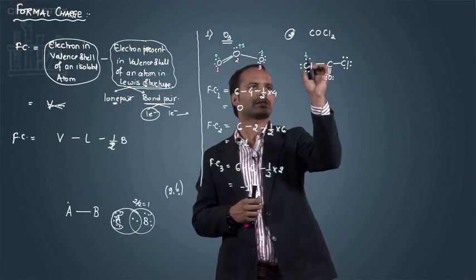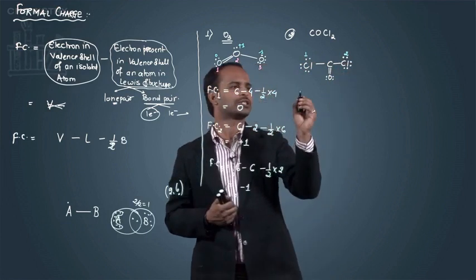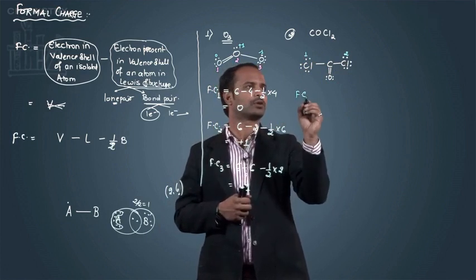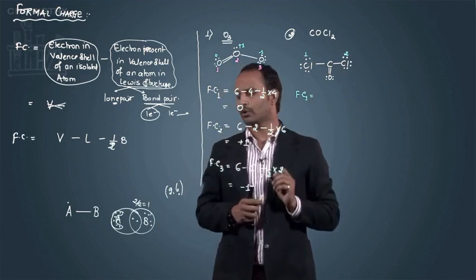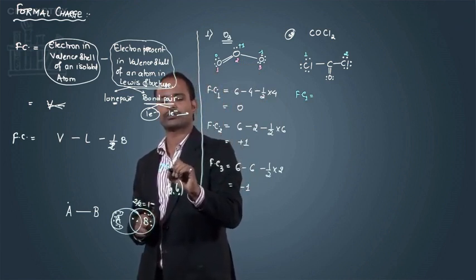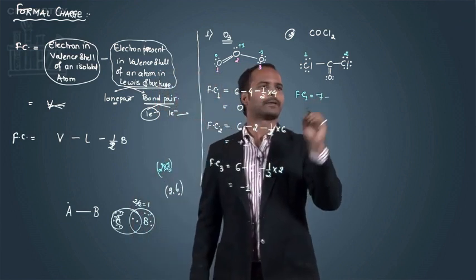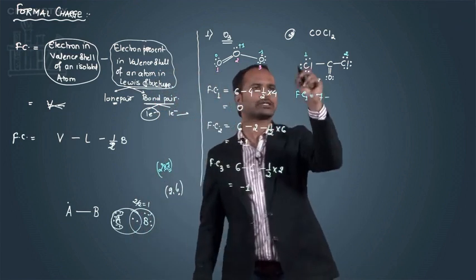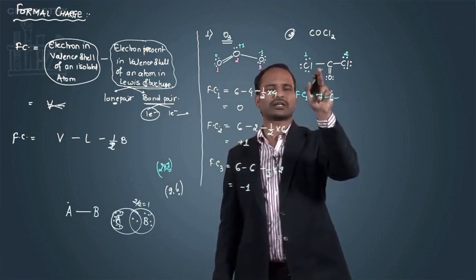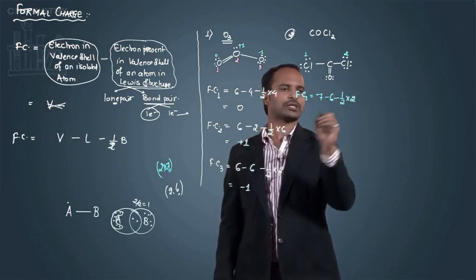So, I'm just labeling this chlorine as 1 and this chlorine as 2, and this is carbon and oxygen. So, formal charge on the first chlorine. Chlorine configuration is 2,8,7, atomic number is 17. How many electrons in the outermost shell? 7. Minus, how many lone pair electrons does it have? 6. Minus, how many bond pair? It is forming only a single bond. Single bond means half of 2 electrons. So, it is equal to 0.